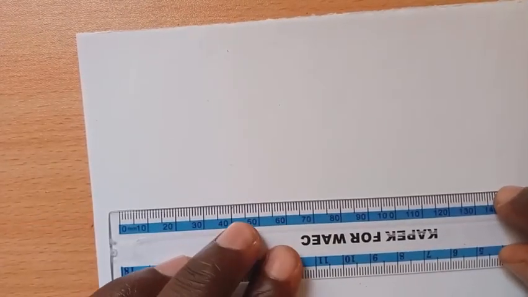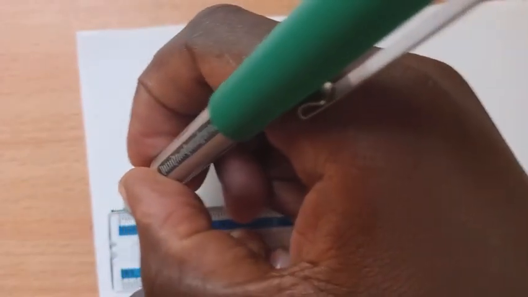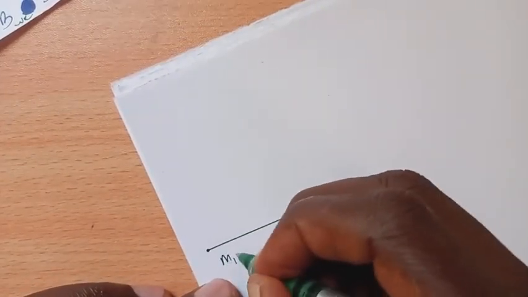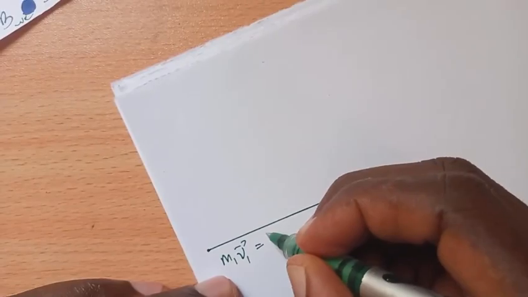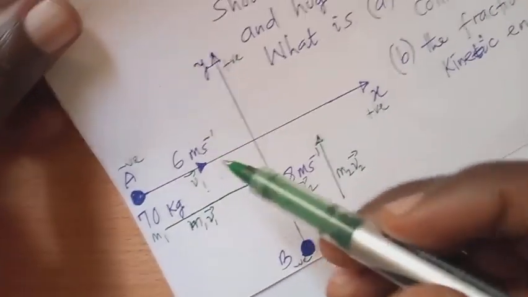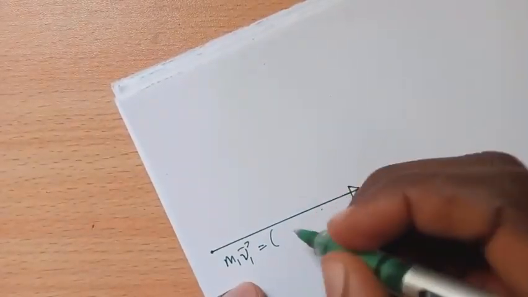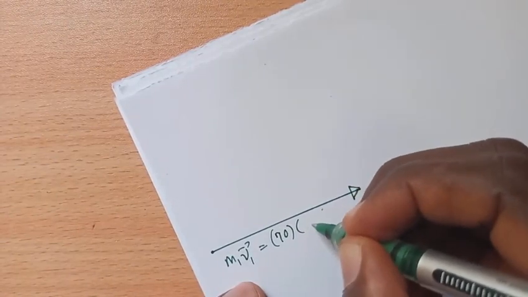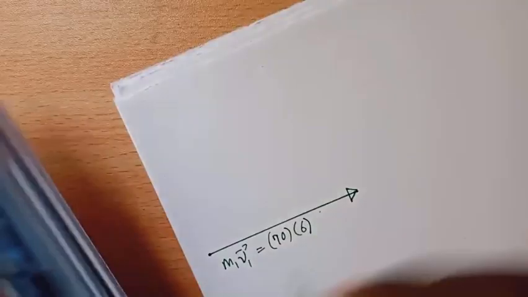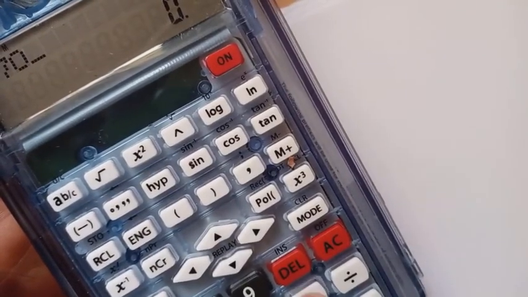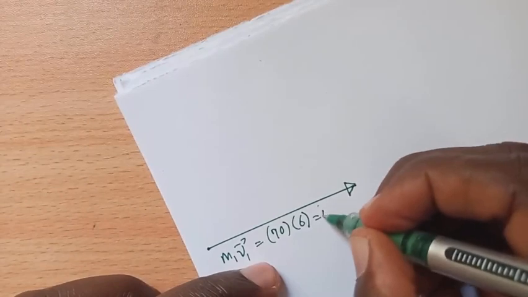Okay, let's see how we can do that. We are going to draw the vector diagram for the momenta. The momentum of A, don't forget, is to the left like this. So we are going to draw that, and it is m1 v1 vector. We know that the mass of A is 70, and the velocity is 6 meters per second. So we are going to say 70 times 6, and then we bring our calculator and do that as quickly as possible. 70 times 6 will give us 420. So the momentum here is 420.